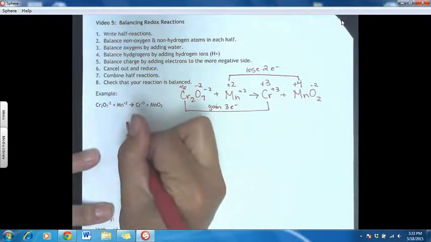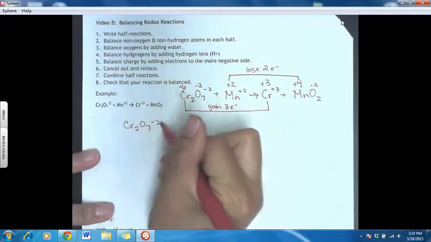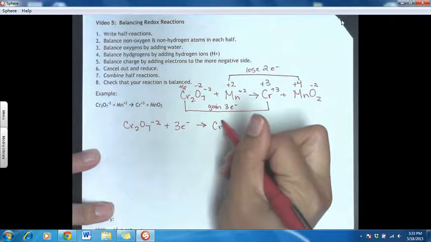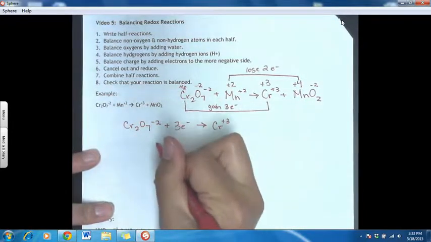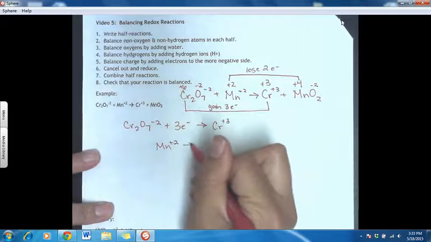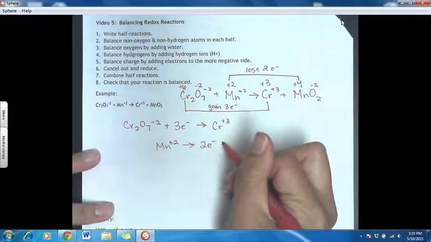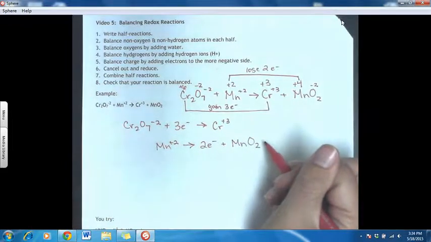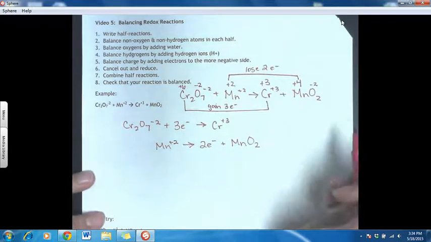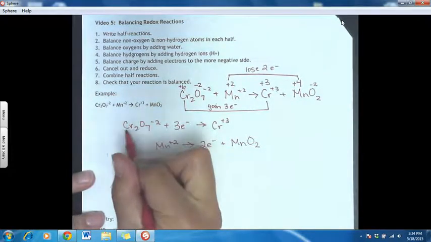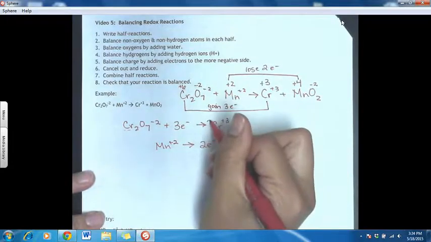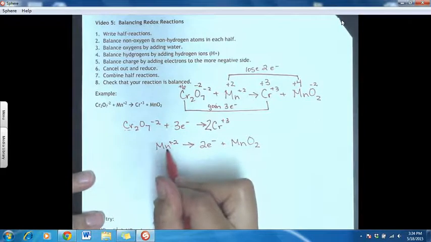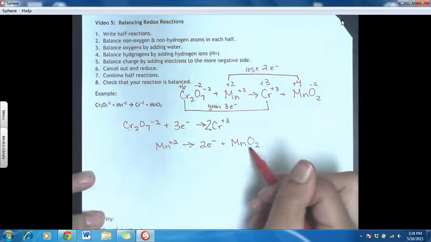So we first have Cr2O7 -2 is gaining 3 electrons to make Cr +3. And then we have manganese +2 is losing 2 electrons to become MnO2. Okay. We then want to balance these out. So if I have 2 chromium here and 1 here, I need to add a 2. I'm not worried about my oxygens yet. And I check this one. 1 manganese here and 1 manganese here.